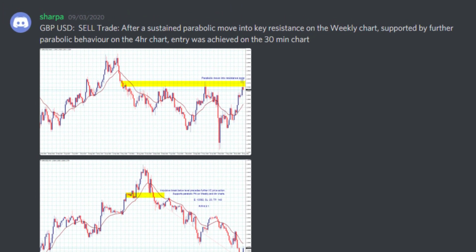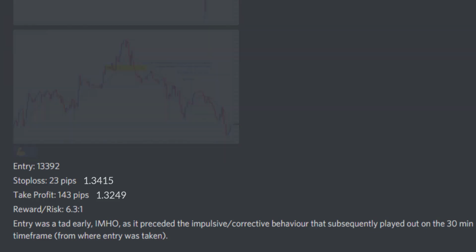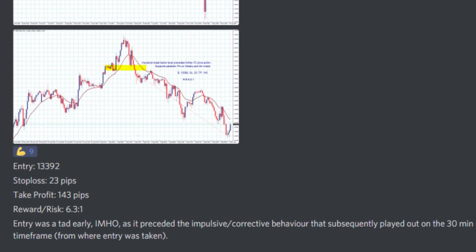Now, looking at the trade details here, you can see it is the pound dollar that he traded, and he went short. His entry was at 133.92. His stop loss was 23 pips, which means his stop was at 134.15, and his target was 143 pips in size, which means his target was at 132.49. And he made a total return of 6.3R on this trade, meaning that he made 6.3 times his risk. So every $1,000 risked on this trade would have generated $6,300 in profit. So really impressive return on this trade.